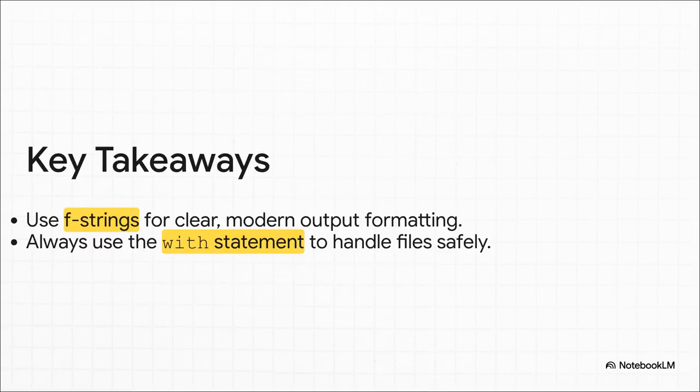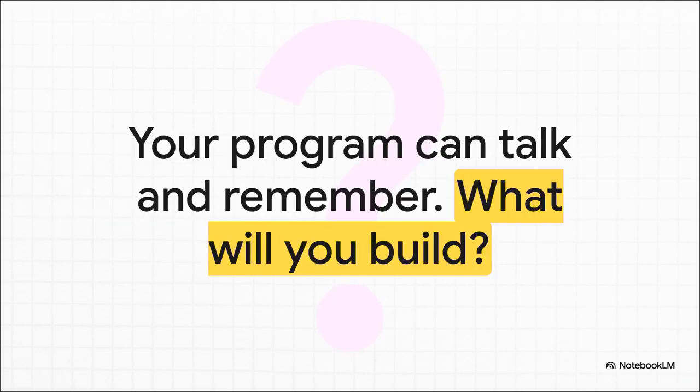So if you walk away with just two things from this explainer, please let it be these. For your output, use f-strings. They are the modern standard. And for your files, always use the with statement. It is the safest, cleanest, and best way to do it. Seriously, mastering these two concepts just unlocks a whole new level of programming. You can now build things that interact, that save progress, that generate reports. You've unlocked a whole new set of possibilities. So the only question left is, what are you going to build with it?